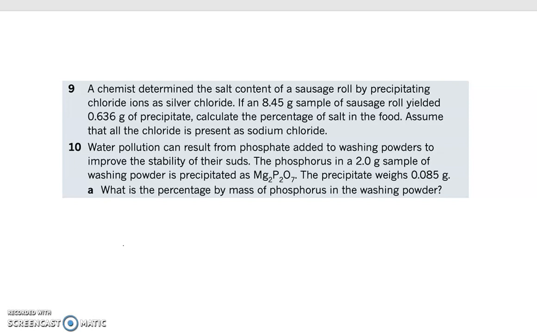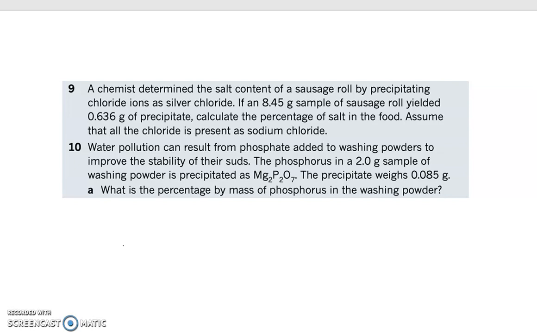Okay, so question 9 here. A chemist determined the salt content of a sausage roll by precipitating chloride ions as silver chloride. If an 8.45 gram sample of sausage roll yielded that much precipitate, calculate the percentage of salt in the food. Assume that all the chloride is present as sodium chloride.